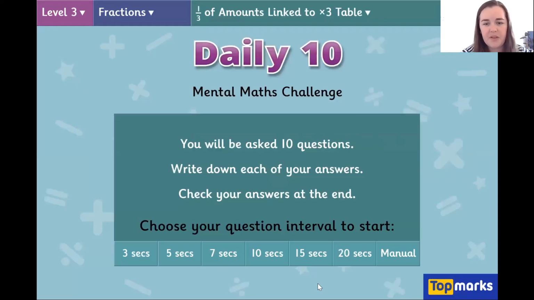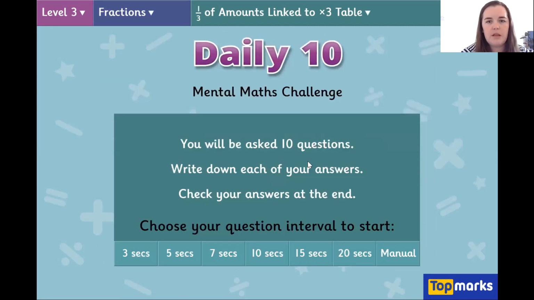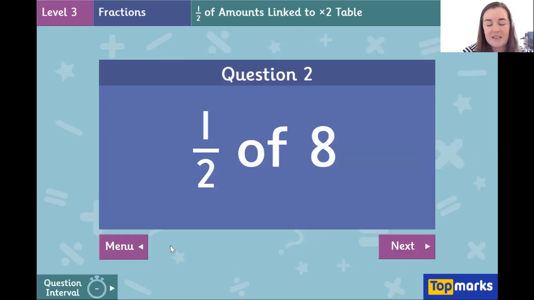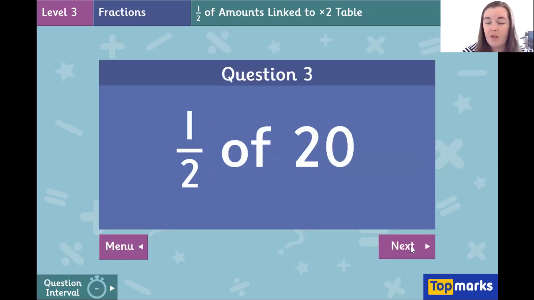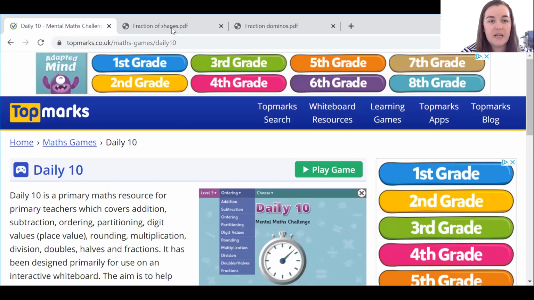So if I click on an example, oh, a third, sorry, I want half. So it says at the top there, linked to 2 times tables. So half of 8, you need to do 8 divided by 2, which would be 4. Half of 20, 20 divided by 2, and so on and so forth. We've done this before. So that's what I would like you to do first.